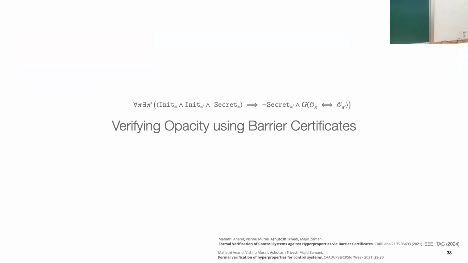Now, how do we verify opacity using barrier certificates? Right? It's like a simpler version of your hyperproperty. So I'm interested only in this property, which is an opacity hyperproperty. Right? You have only one quantifier alternation. We would try to generalize that later.